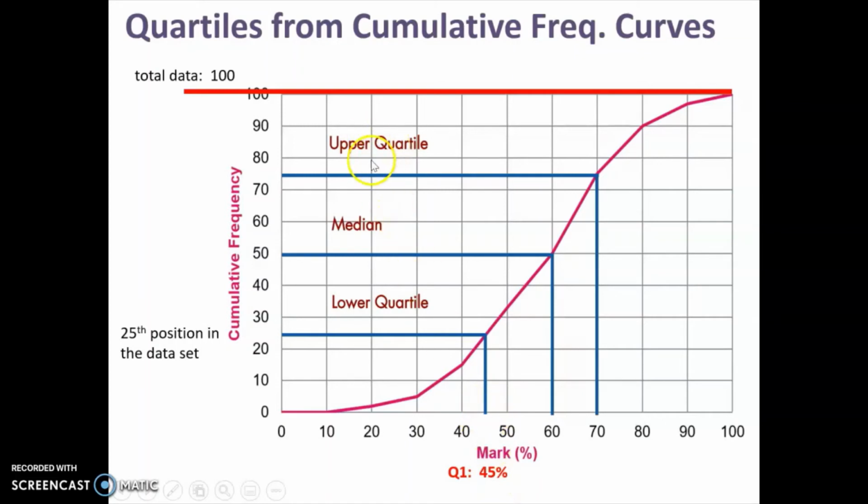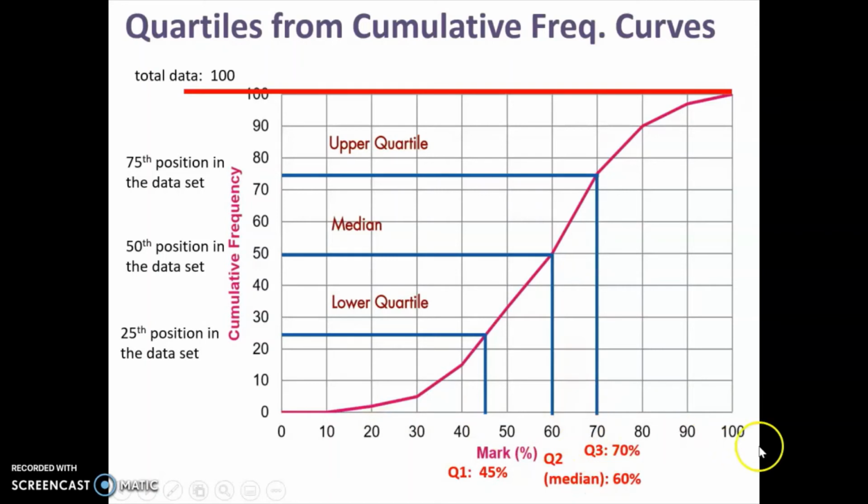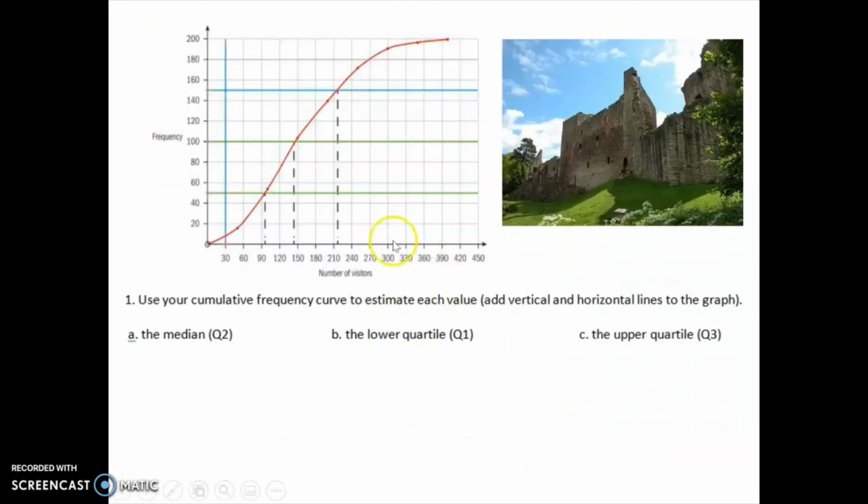Let's do the same thing for the upper quartile, which is Q3. Remember, Q3 was the 75th percent position in the data set. Q3 is there, so 75th percent out of 100, go across, go down from the curve, tells you that our Q3 value is 70% earned on this test. And meanwhile, our median is the halfway position in the data, again 50, go across and down, and Q2, our median, is 60% earned on this test. Pause if you need to just consider that a little bit more, but now let's jump back to Haley's Castle data.